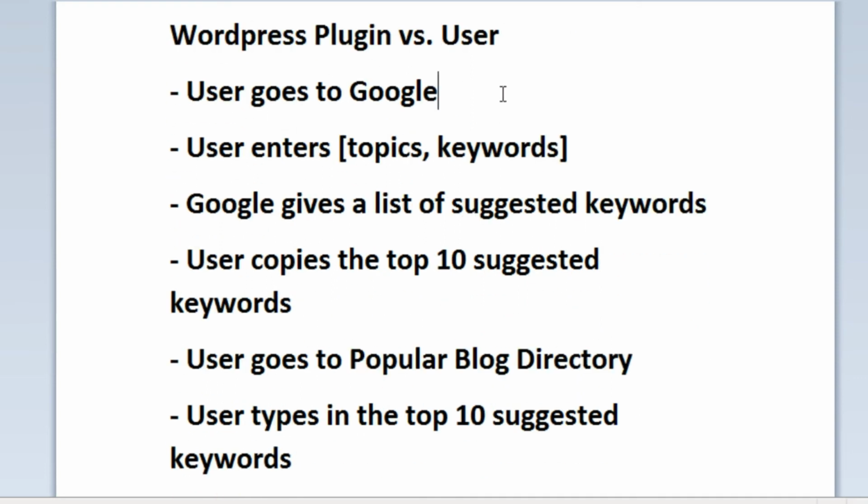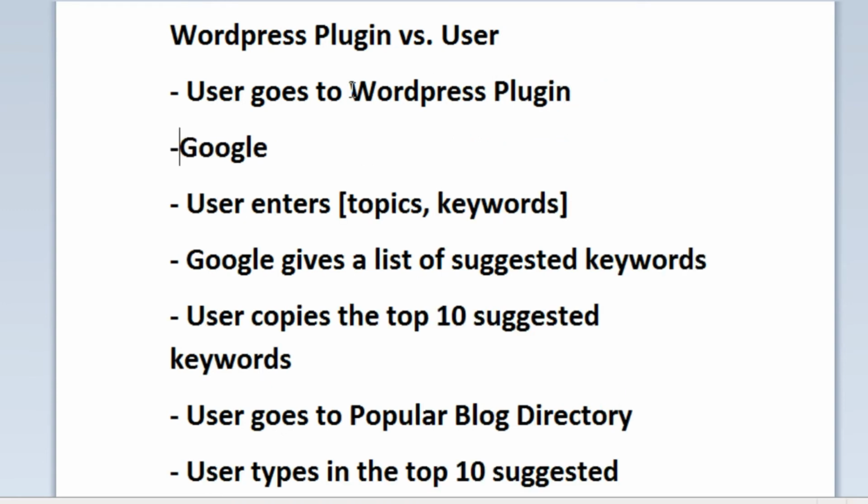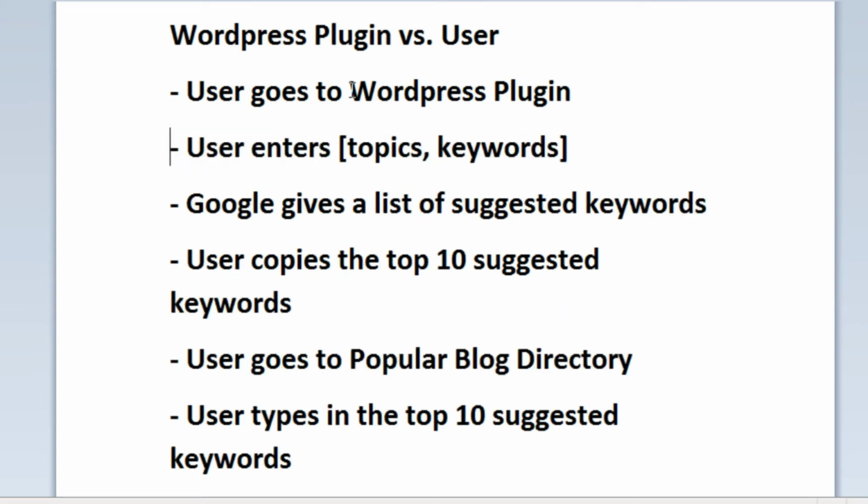User goes to Google. Now, in this case, the user is going to have to stay inside of the WordPress plugin. They're not going to be able to leave or anything like that. We're going to want them to be able to click a button and it all happens. All right. So user goes to WordPress plugin after they have activated it. And then the user enters maybe a keyword.